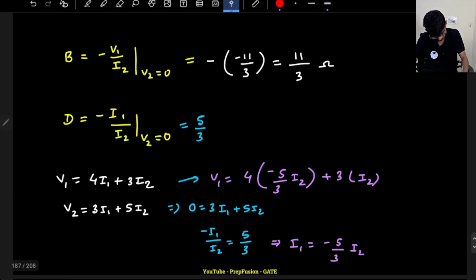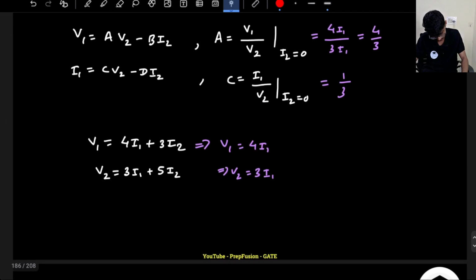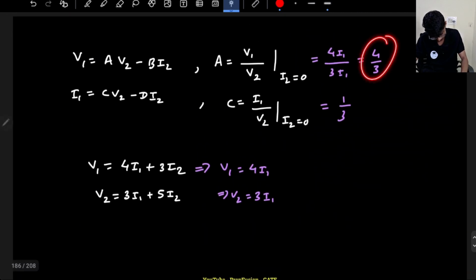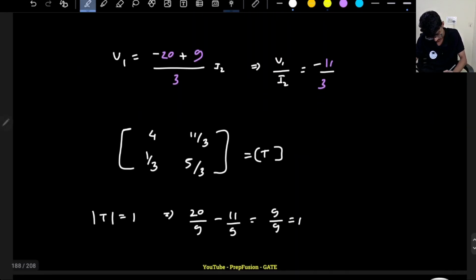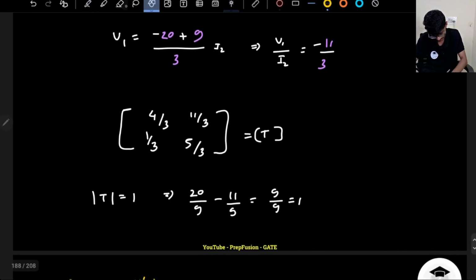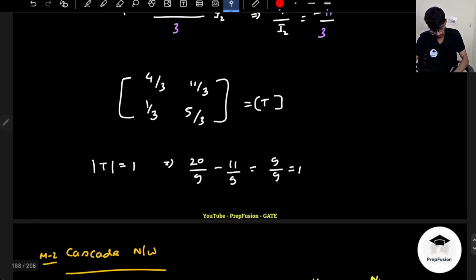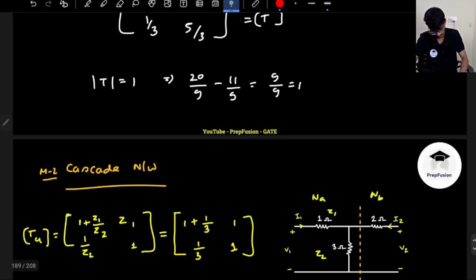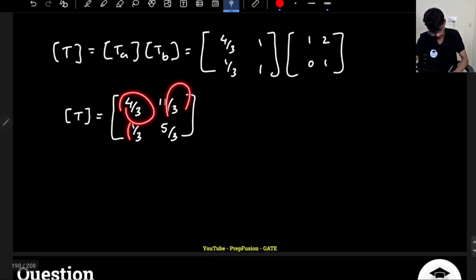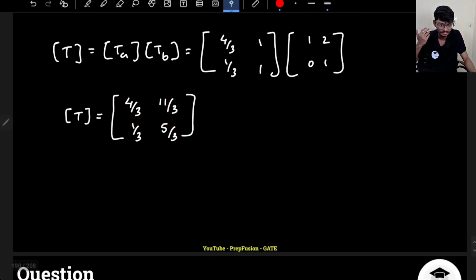This should not be 4 only, right? This should be 4 by 3. Yeah, actually it was 4 by 3. Sorry, this is 4 by 3. I forgot to write the 4 by 3 here. So if you see, 4 by 3, 11 by 3, 1 by 3, 5 by 3. So like this also you can solve.